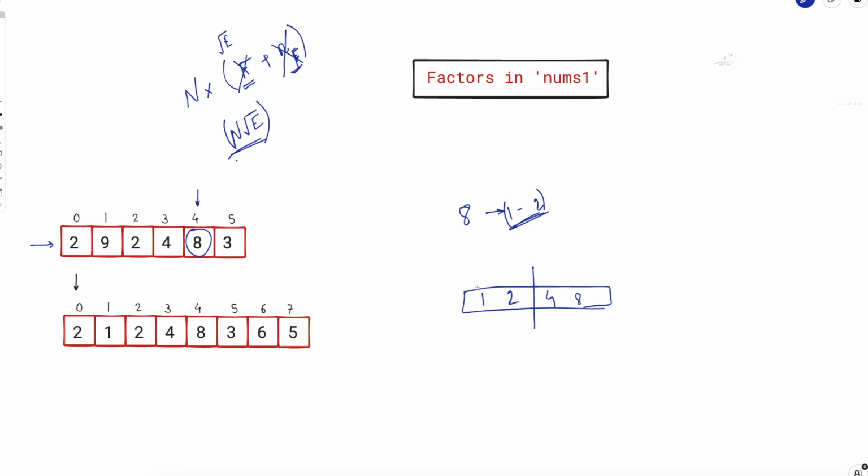Now after we have figured out these 1, 2, 4, 8, we now need to count the frequency of each of the elements in the second array, and that you can simply do with a hash map and by just iterating over this again.